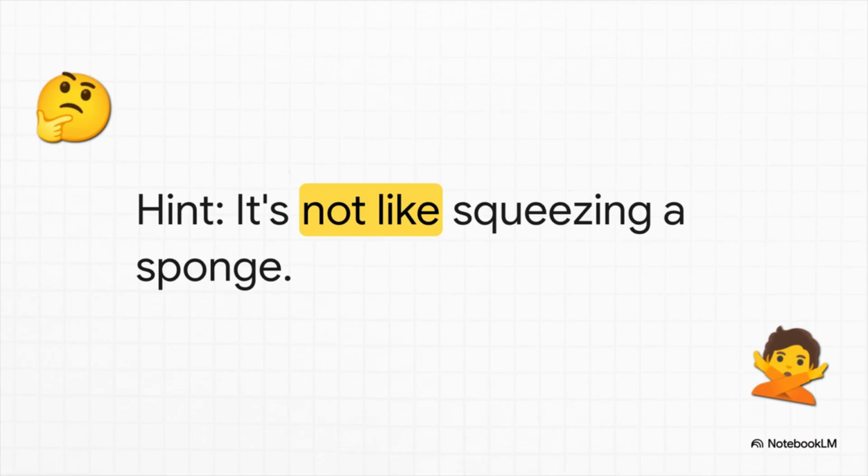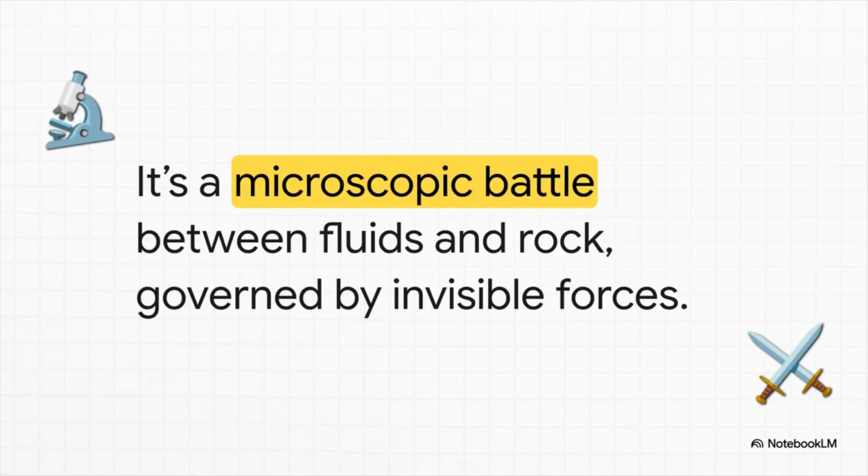That analogy completely falls apart when you're talking about what's happening deep underground. To really get it, we need to think much, much smaller. The reality is, it's a microscopic battle. Seriously, it's like a tiny war being fought between different fluids. We're talking oil and water, and the rock itself. And the whole thing is governed by these incredibly powerful, invisible forces. Understanding this tiny battle is the key to, well, everything.